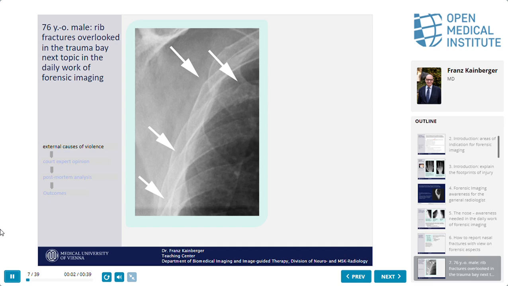Another topic that is also very, very common in the same way as nose fractures, if I meet the coroners and the forensic medicine specialists, is rib fractures. This here, for instance, was a case of a 76-year-old male. Rib fractures were overlooked in the trauma bay. You see, they are very slight fractures, only some slight malalignment, so it was really difficult to diagnose them. But if it is brought to court, then they need to know, was there a fracture or was there not, because it's handled totally differently if there is one or if there isn't.